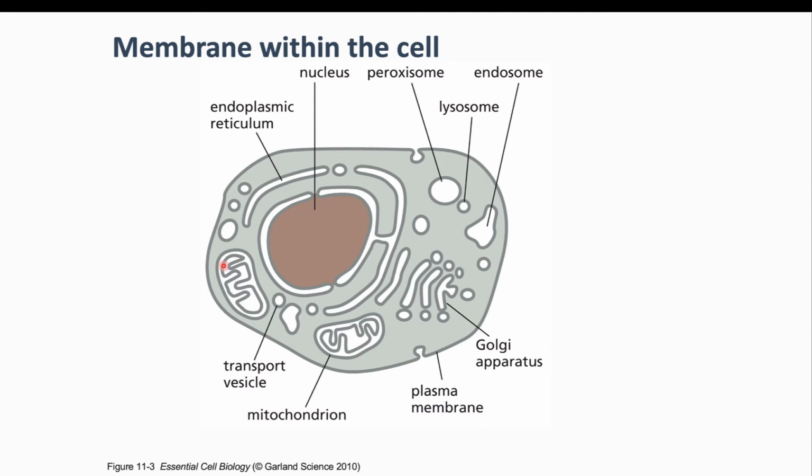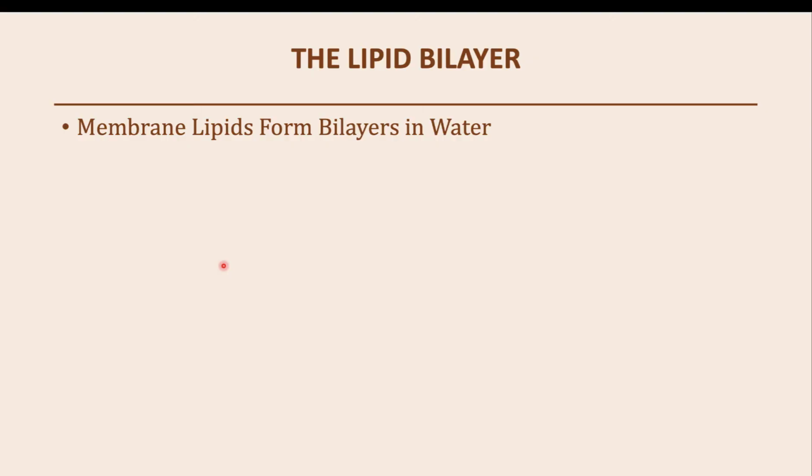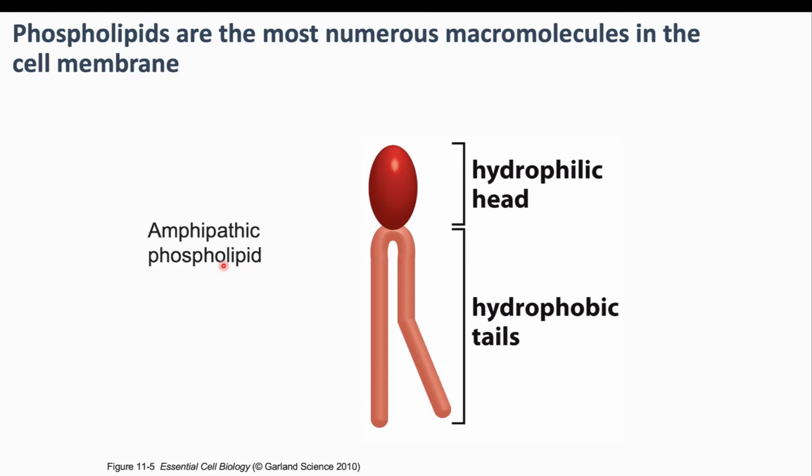So it may be that when you think of membrane and phospholipid bilayer, you think of cell membrane, but there's really a large network of membrane within a eukaryotic cell. So we're going to look more at the molecular structure of lipids and how they behave, in particular in water. Phospholipids are the most numerous macromolecules, and they're also the lipid that I think is least familiar to people just from their everyday life.